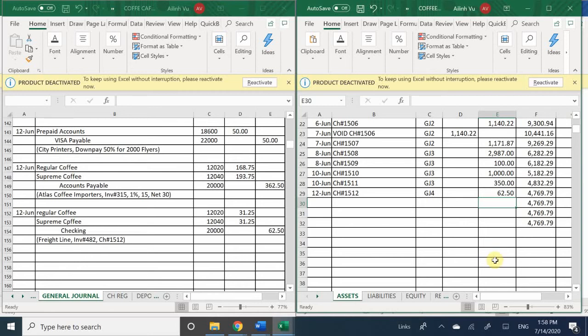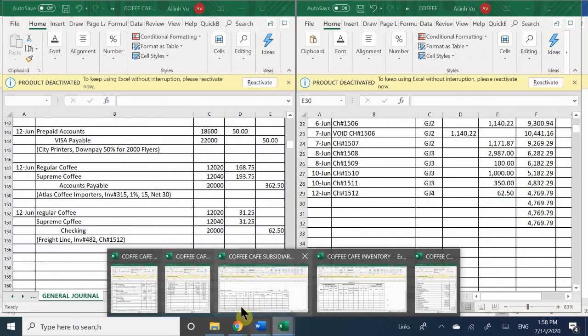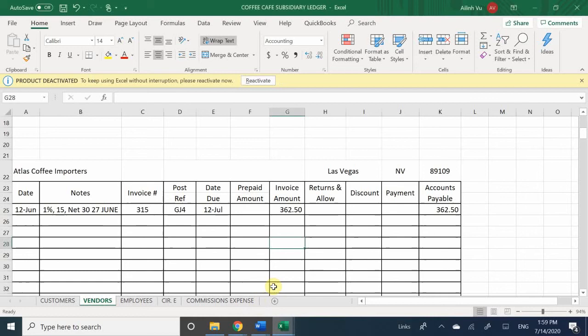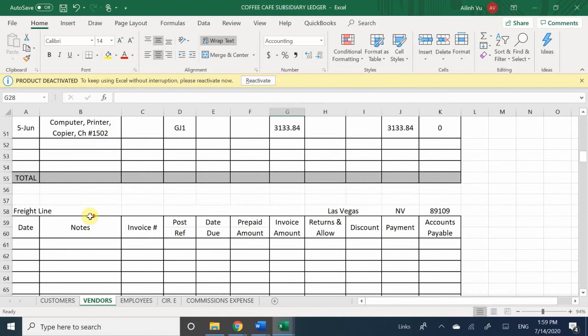All right, now where do we go next? We're not done yet. We have a couple more steps. You have to go to the inventory sheet. There's something before the inventory sheet. The subsidiary account. We got to go to the subsidiary ledger. Now, who was our vendor for this freight charge? Freightline, yes.